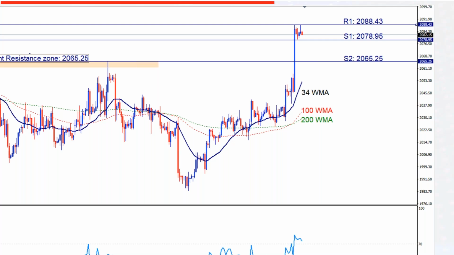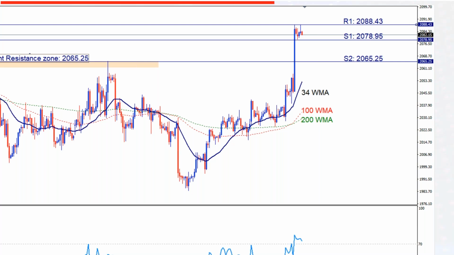I would like to conclude it in three different scenarios. First, the bullish continuation. If the price sustains above R1 and the RSI remains high without showing divergence, the market may continue its bullish trend, possibly reaching for new highs above the 2088.43 level. This is the first one, okay?